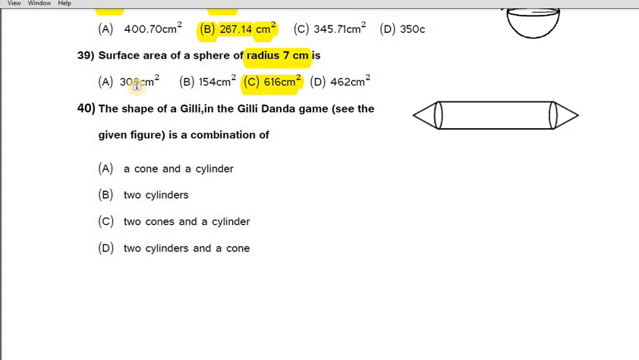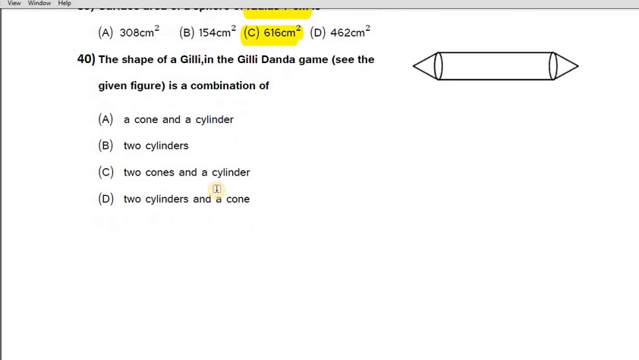Yesterday we have seen the same kind of problem. In that case, area of sphere was given and asked to find the radius. So their radius answer we got 7. So here radius is given 7 and area will be 616 centimeter square. And we are at the last question.